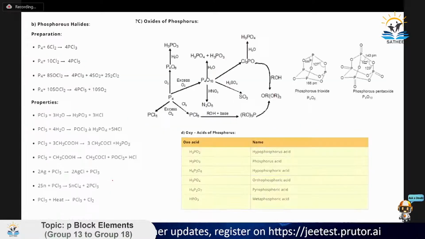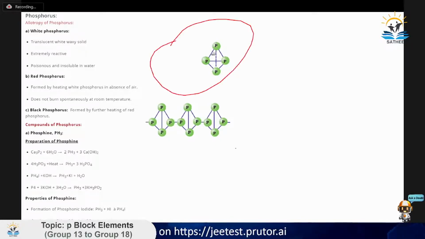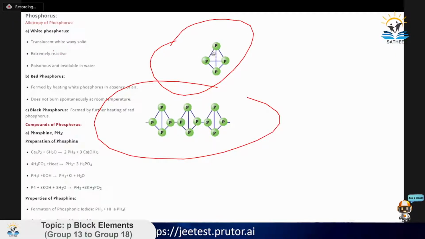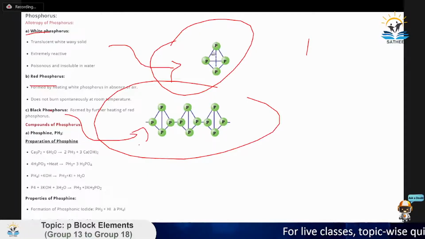Now let's talk about phosphorus quickly. There are three kinds: white, red, and black phosphorus. On heating, each of them is an allotrope of the others: white becomes red, and then red becomes black. White has a structure like this, black has a structure like this. Again, you can refer to the NCERT. This is just an overall thing.